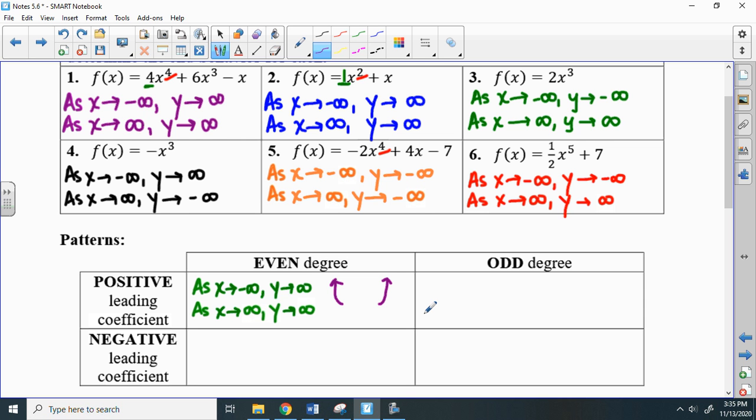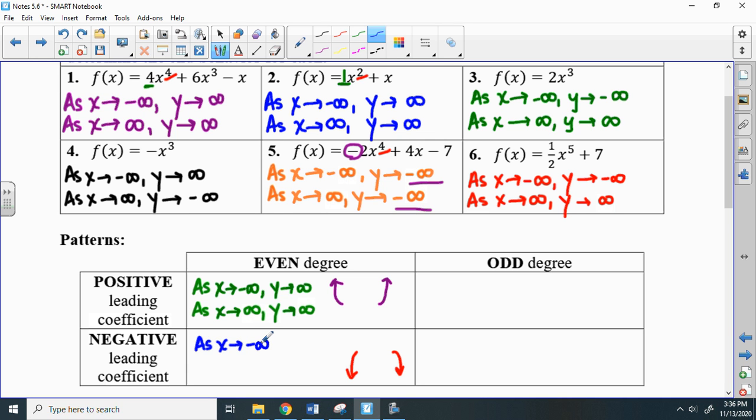Now I know I only have one that's negative. We have a negative coefficient here, but look what happens to the y value that it approaches. It switches to negative infinity, and that's because if I were to draw myself a little picture, x to the fourth makes that M shape, and so the ends both go down. So that happens for all even degrees that have a negative leading coefficient.